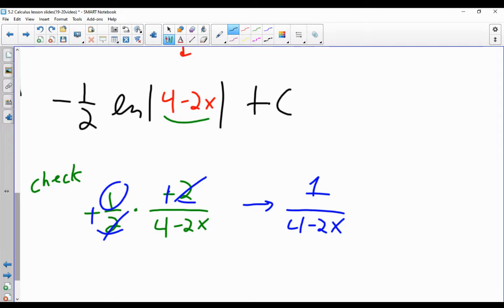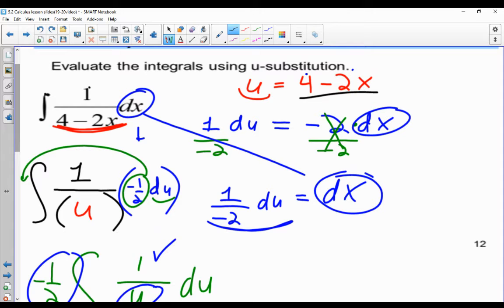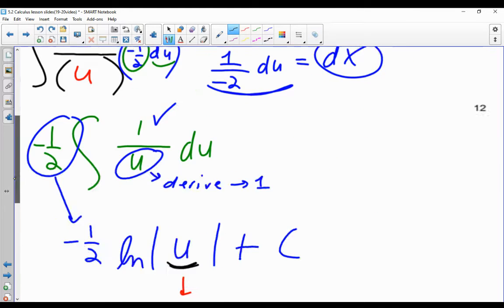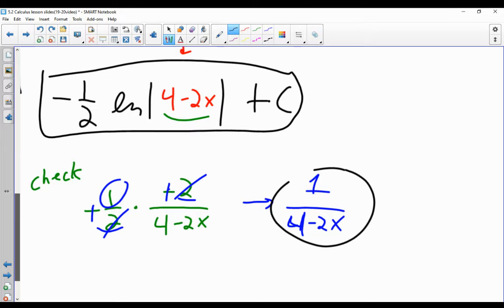All right, and let's check. Does that match what we started with? We started with 1 all over 4 minus 2x. All right, so that's how you check those examples. We're good to go. We know that we got the right answer. Boom, boom, boom, done.